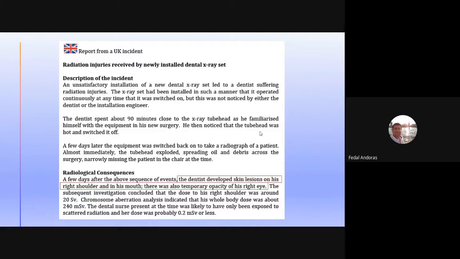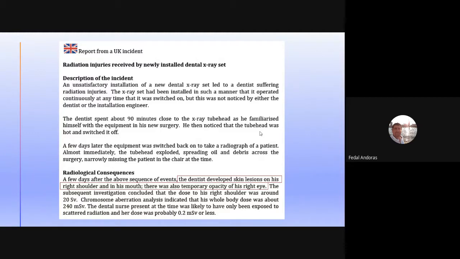A few days after the above sequence of events, the dentist developed a skin lesion on his right shoulder. جهاز التيوب head كان قريب من right shoulder. And in his mouth صار عنده ulceration. There was also temporary opacity of his right eye يعني cataract. So the subsequent investigation concluded that the dose in his right shoulder was around 20 sievert.